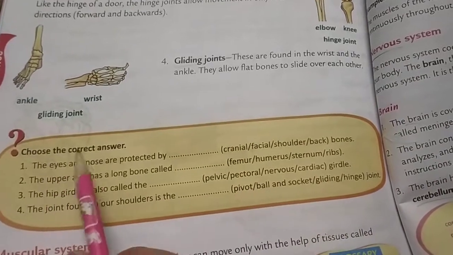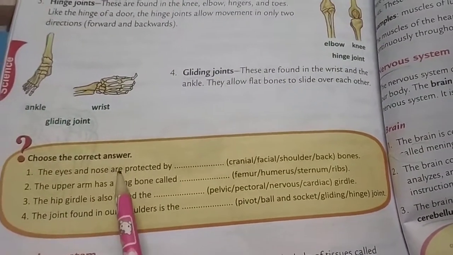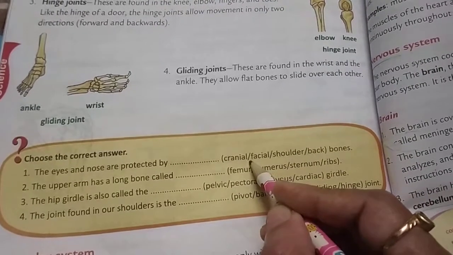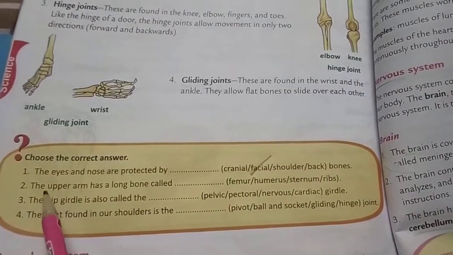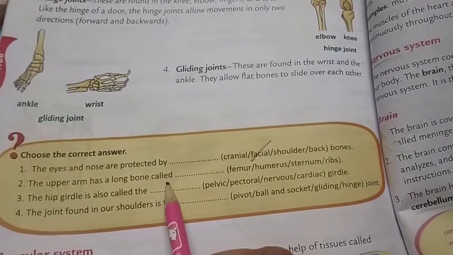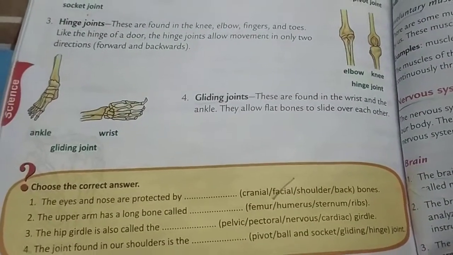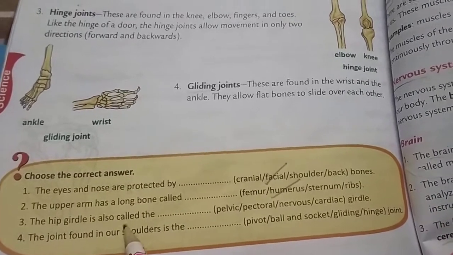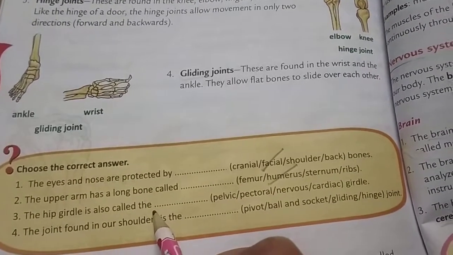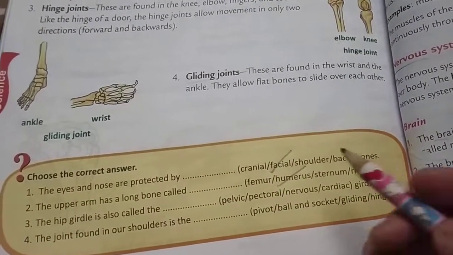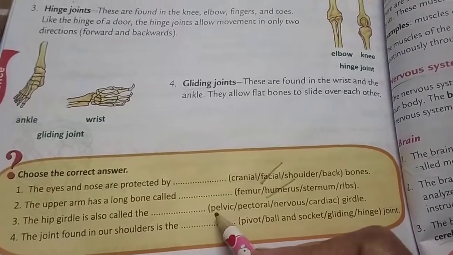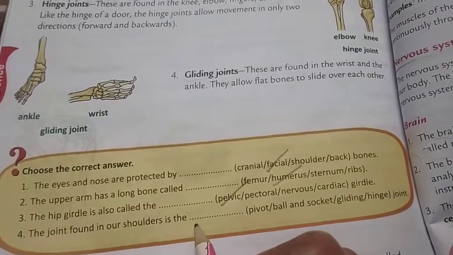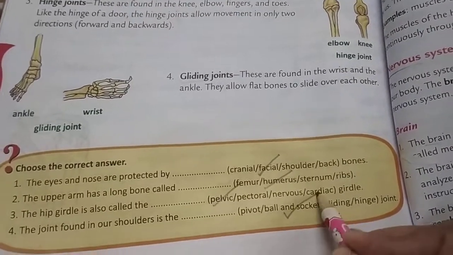Let's see, choose the correct answer. The eyes and nose are protected by dash bones. Which bones? Facial bones. The upper arm has a long bone called humerus. The hip girdle is also called the dash girdle. It is also called the pelvic girdle. The joint found in our shoulder is the ball and socket joint.